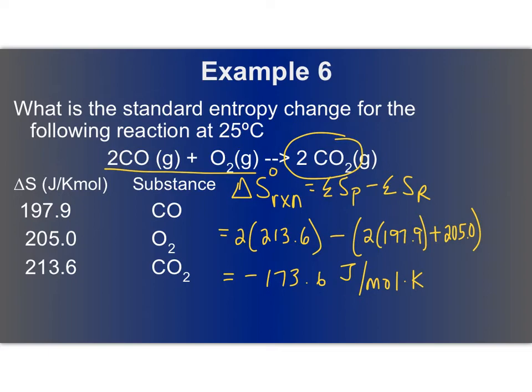I also want to mention that we could have predicted that the entropy would decrease here because we're going from 3 moles of gas to 2 moles of gas. So qualitatively, we would have said there was a decrease in entropy, and when we solved it out quantitatively, you can see that we got that negative sign, which thus tells us that entropy is decreasing in this reaction.